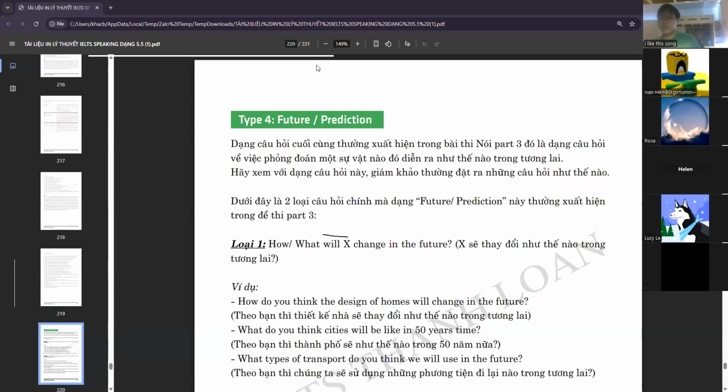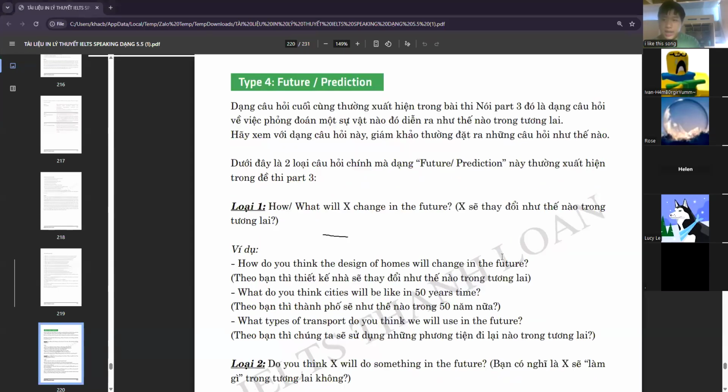All right, now the final type is future slash prediction. This is a question that happens also pretty frequently. Now, this question would ask what will happen in the future. We've discussed the past, we've discussed now, the problems now. Now we're discussing the future.